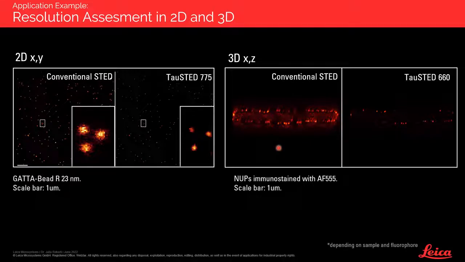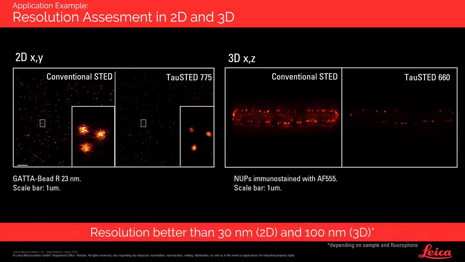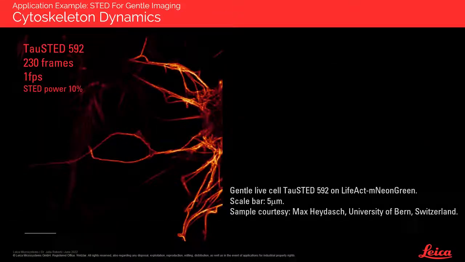of the diameter. And in 3D, I have here as an example the nuclear pores again stained with Alexa Fluor 555, and you can see in 3D how the resolution and the signal quality increases. So with tau-STED, we can reach resolutions better than 30 nanometers in 2D and 100 nanometers in 3D, of course, depending on the sample and the fluorophore that we are using.